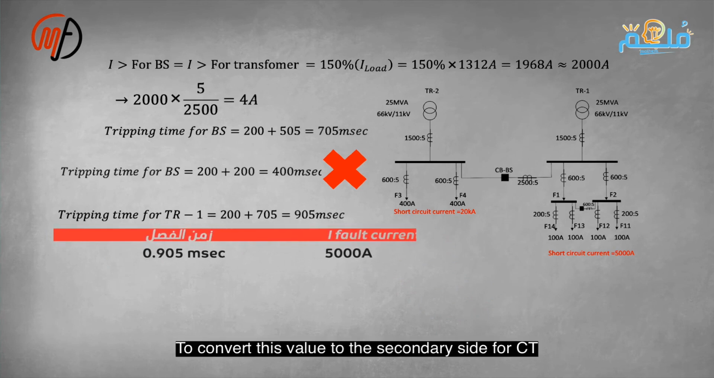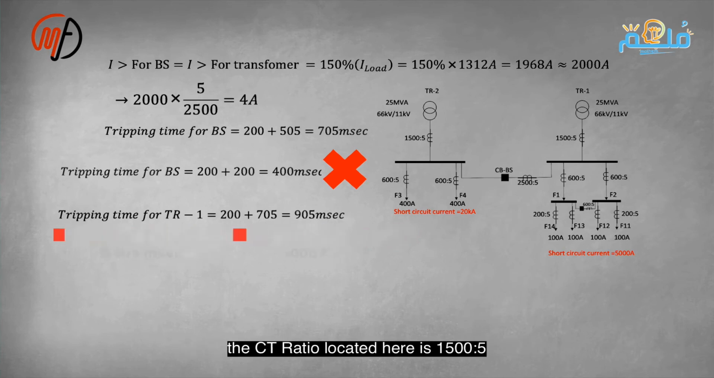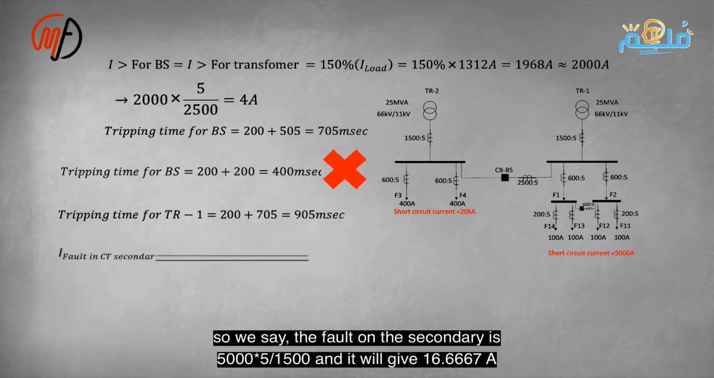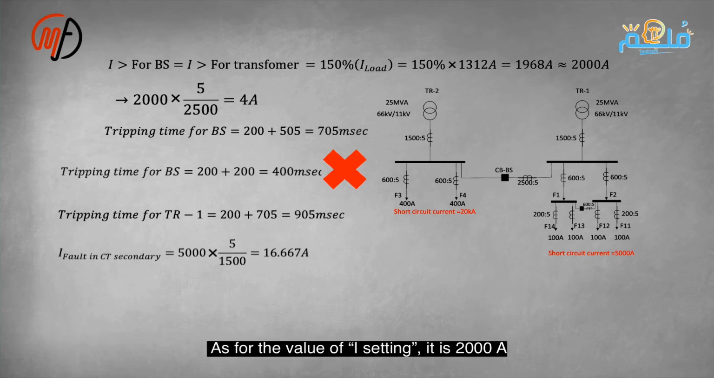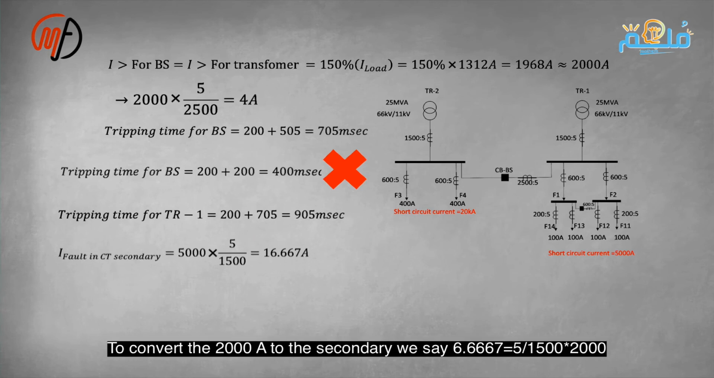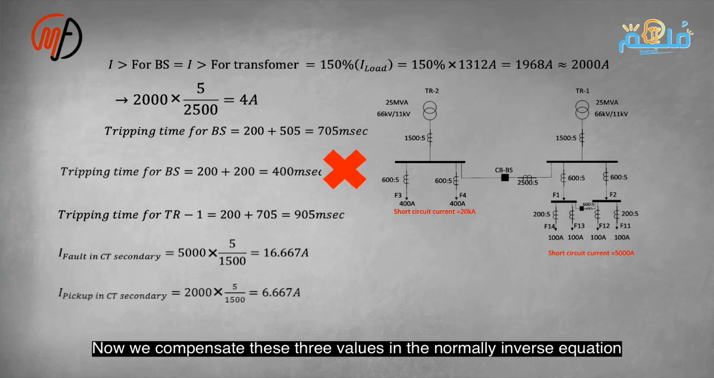To convert the fault current to the secondary side, the CT ratio here is 1500 to 5. So we say the I fault on the secondary side is 5,000 times 5 divided by 1,500, which gives me 16.667 amps. As for the I setting value, it's 2,000 amps. As we mentioned before, to convert 2,000 amps to the secondary side, we say 2,000 times 5 divided by 1,500 equals 6.667. Now we will substitute these three values into the normal inverse equation because we agreed that normal inverse is used in all the relays in this station.